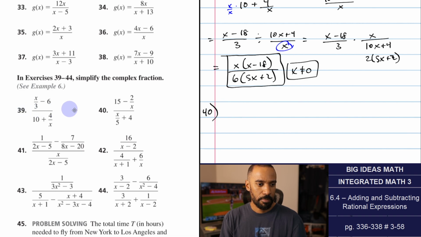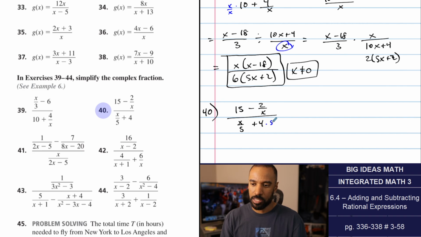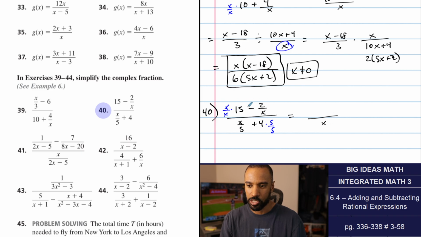We have 15 minus 2 over x, over x fifths plus 4. Okay, so the bottom needs a 5 with the 4s and an x with the 15. I think I can go left to right division right now if you're okay with it, because these all divide by x on the top. I got 15x minus 2.